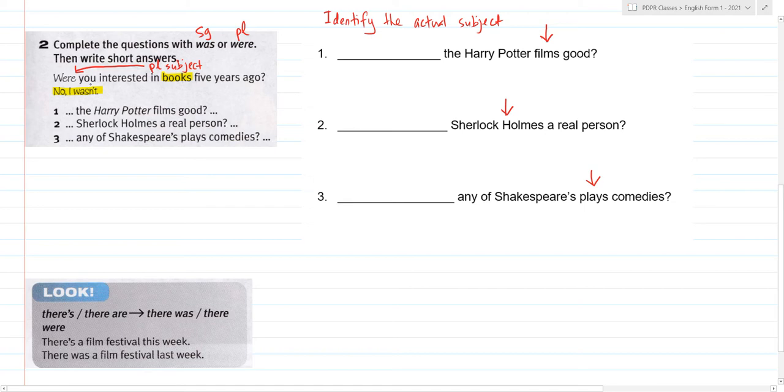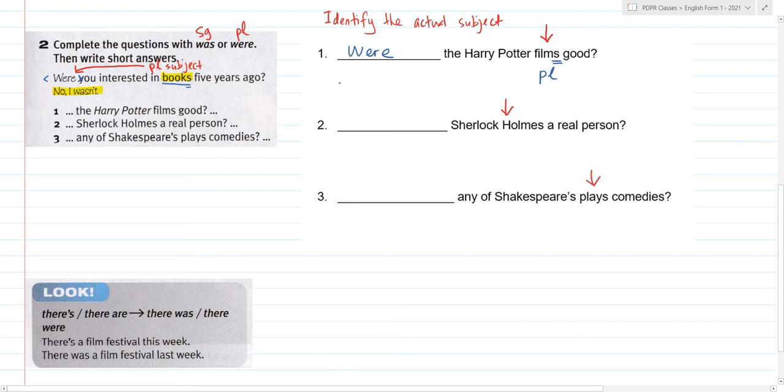Okay, for example, given to you here, were you interested in books 5 years ago? So the subject is books. Here you look at the spelling, B-O-O-K-S, means the subject is in plural form. So the verb is were for you to use in the question. Similar to this one, blank space, the Harry Potter films, good. Okay, you look at the spelling, films. And S, kan? So this is a plural subject. So the answer for number 1 is were. Were the Harry Potter films good?